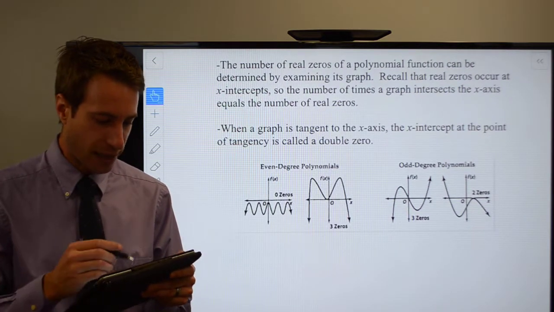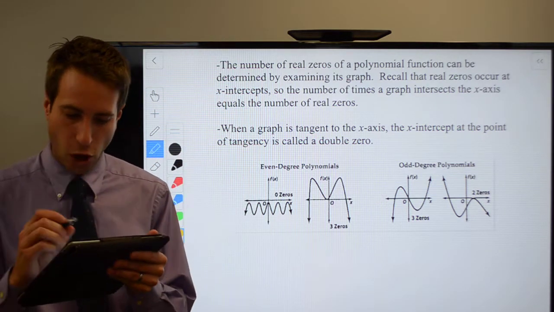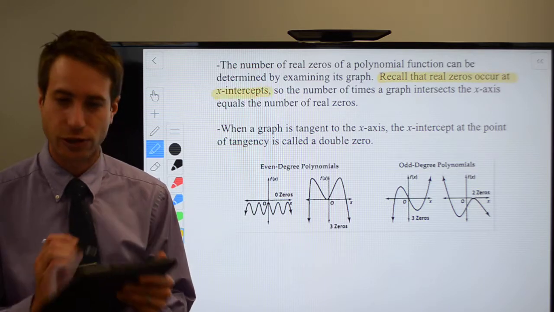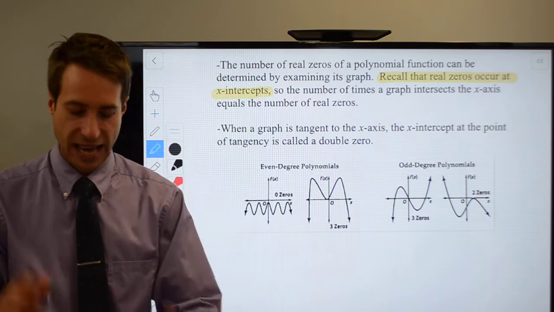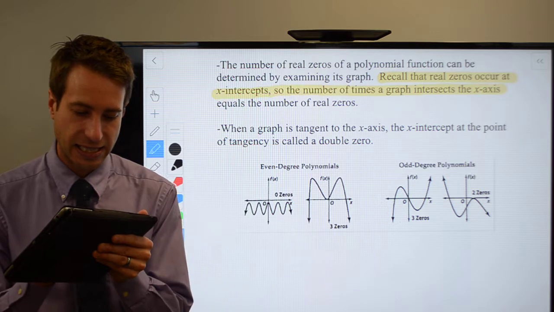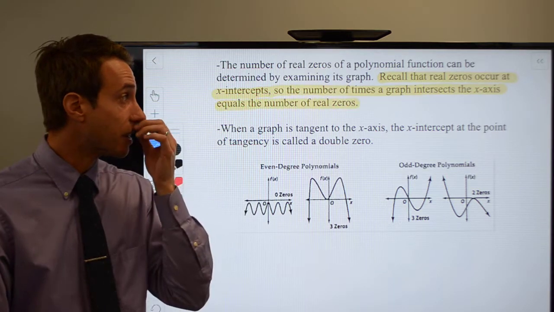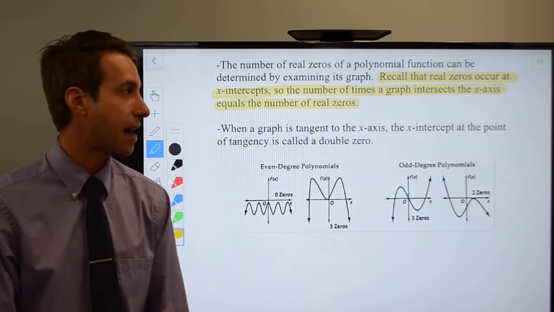Here's a couple more things, real important, that are about zeros. First is this. Recall that zeros occur at x-intercepts. So in order for it to be a zero, you have to cross the x-axis. What this means is the number of times the graph intersects the x-axis is equal to the number of real zeros. Every time you cross the x-axis, you're going to have a zero.